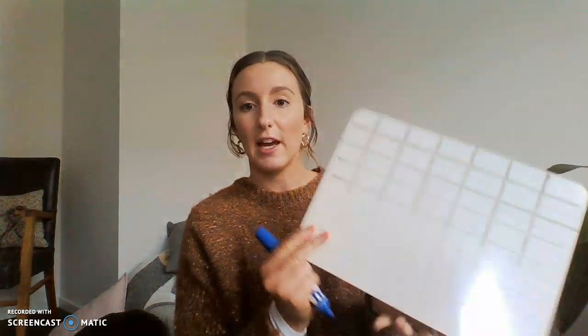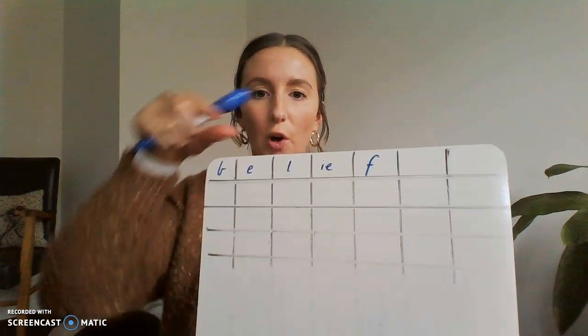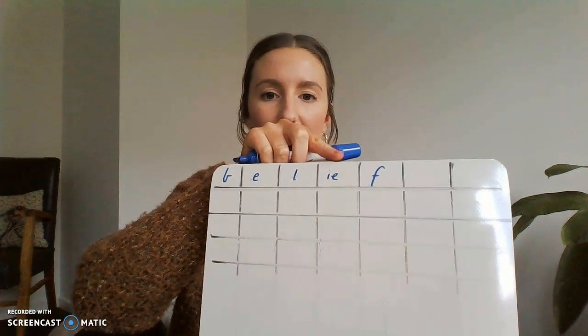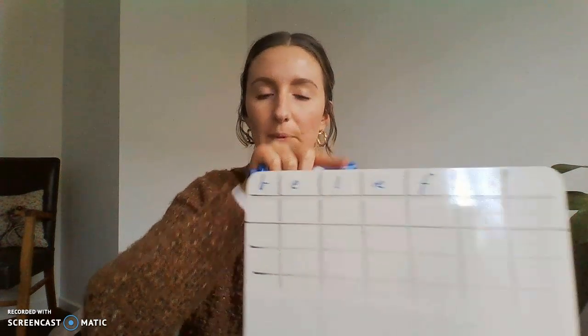Let's do the word belief. Belief. All right, here's my little table. I'm going to use my phoneme fist. B, E, L, E, F. So they're all graphs except for the IE, making the E sound. B, E, L, E, F. You can see there that I have only put IE together in the same sound box.